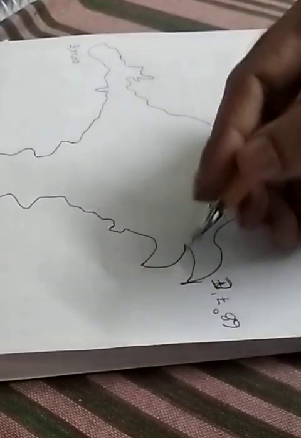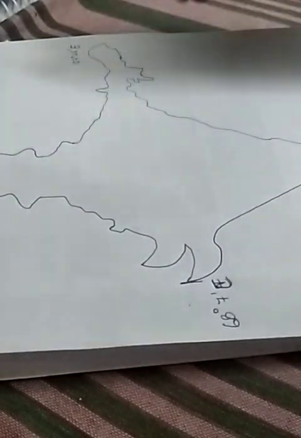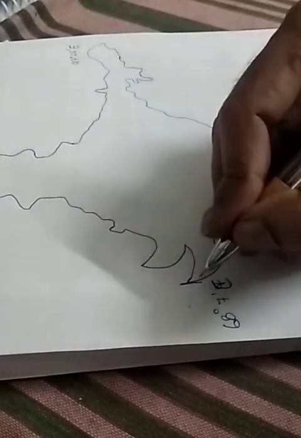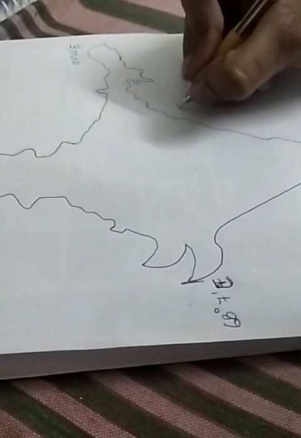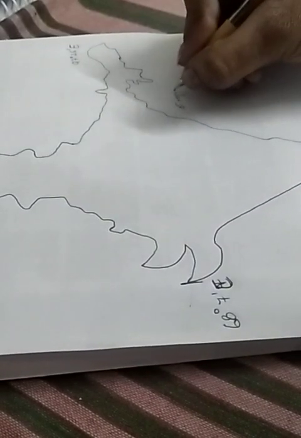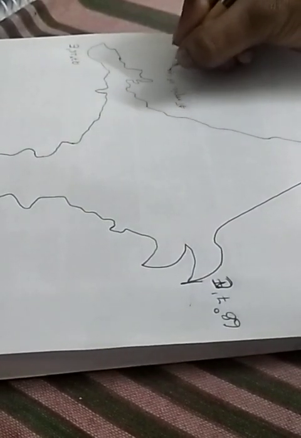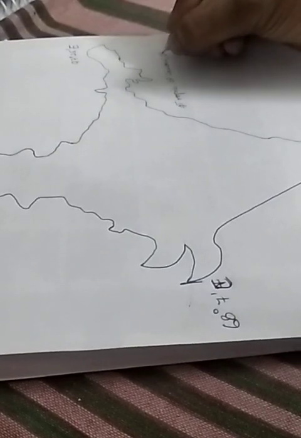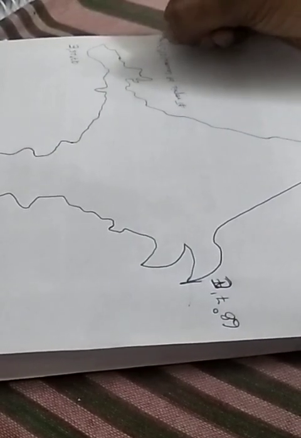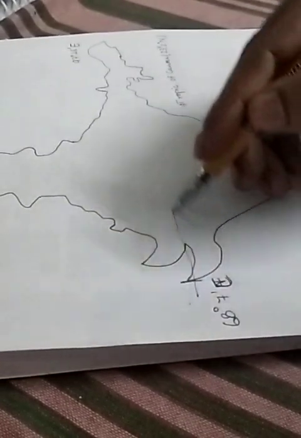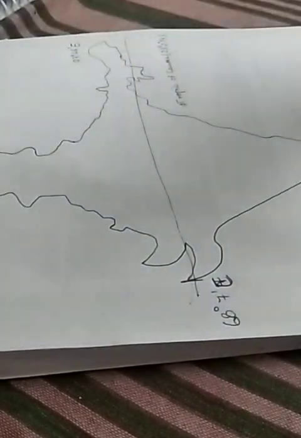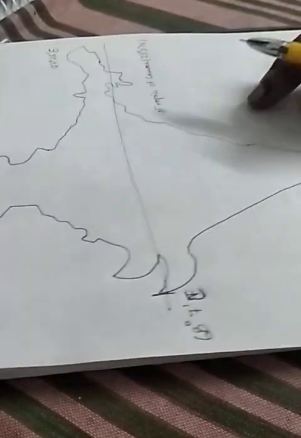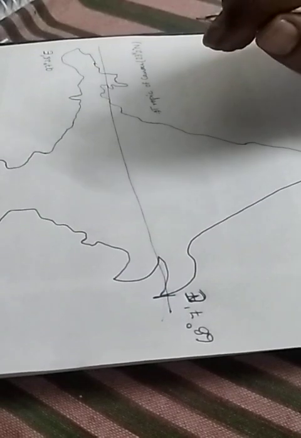The Tropic of Cancer passes through the middle of India, that is 23.5 degree north, from here, roughly like this. This is the Tropic of Cancer, and it divides the country into two equal parts.